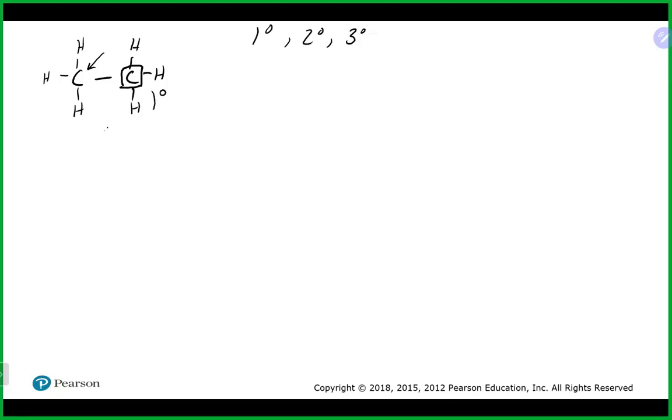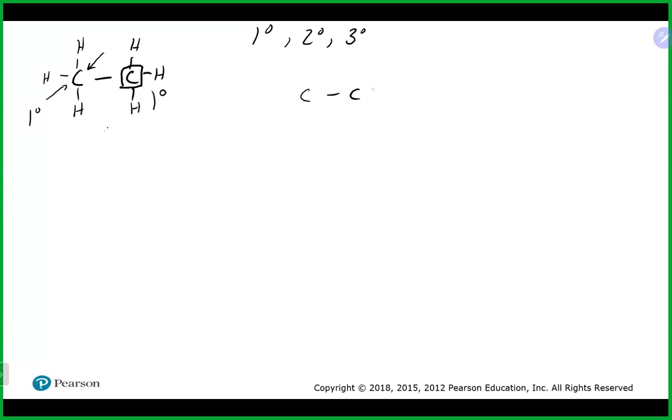By the way, the carbon with the arrow on the left-hand side would be what type of carbon? That one would also be a primary carbon because it has 1 carbon attached to it on the other side, right? So both of these carbons are primary carbons. They both have 1 carbon directly attached to the carbon you're looking at.